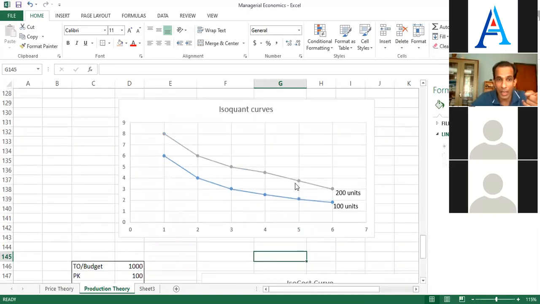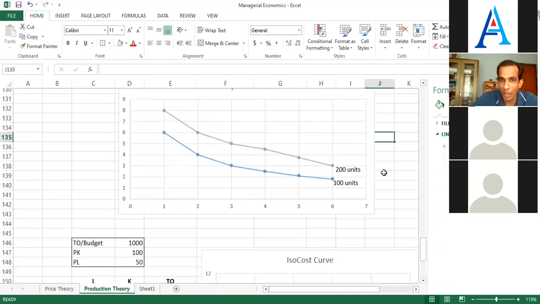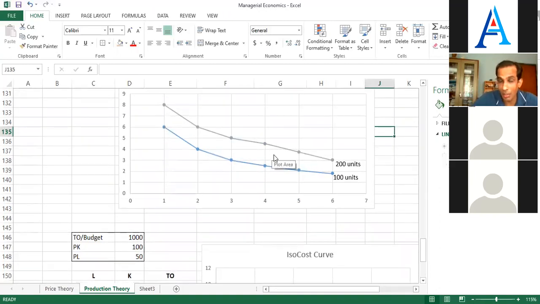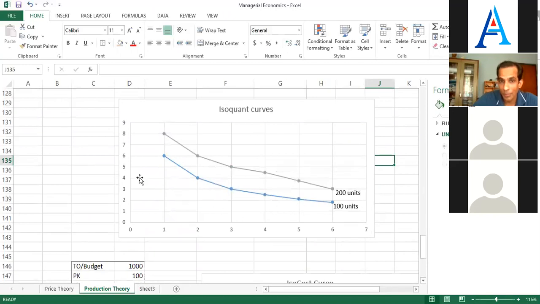In fact, I need to talk about the features of the isoquant curve. When you see the isoquant curve, what is the nature of the isoquant curve? It's downward sloping. That means it is negatively sloped, right? Why? What is the meaning of that? If you want to decrease one factor, definitely you have to increase the use of the other, right? That means isoquant curves slope downward.